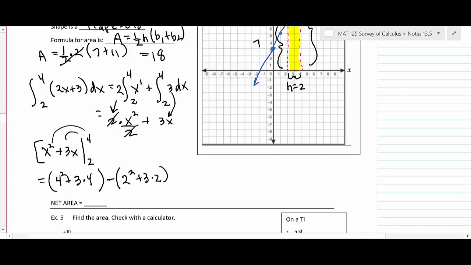And that's what the fundamental theorem is saying. It's just saying evaluate the antiderivative at the upper limit, evaluate at the lower, and then subtract. Okay, we work it out. Let's see if we don't get 18.